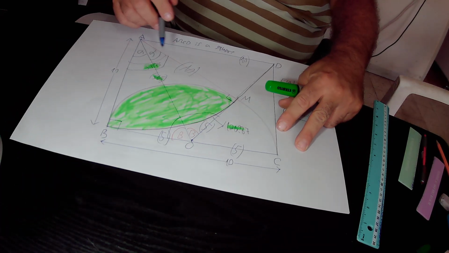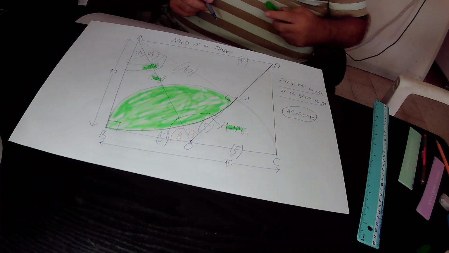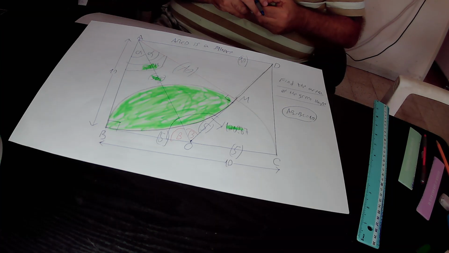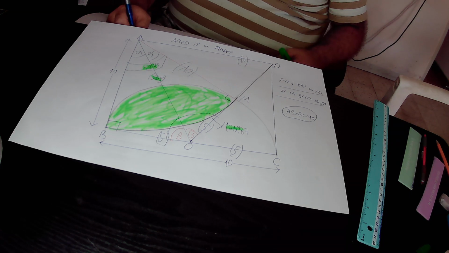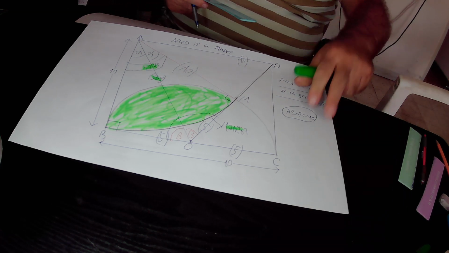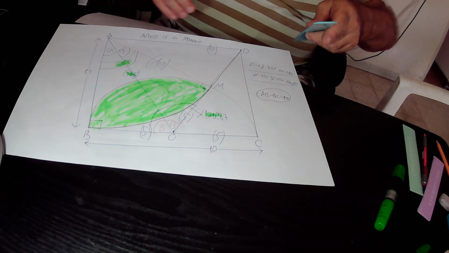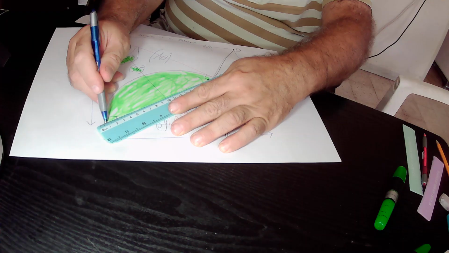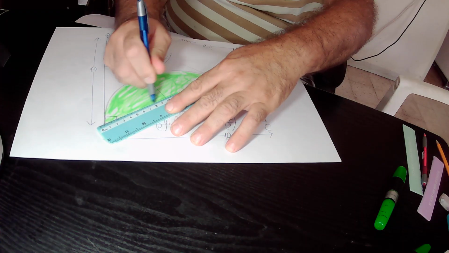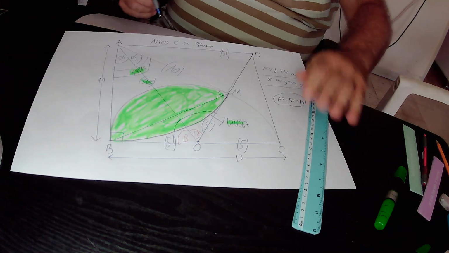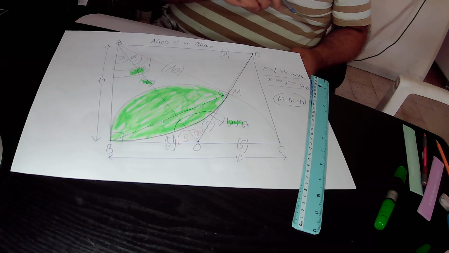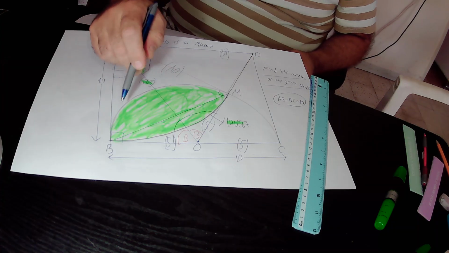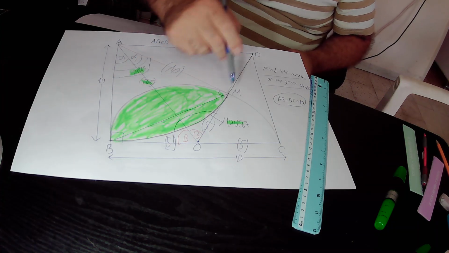Our task is to find the area of this green shape. In order to find it, we will join points M and B together by a straight line. By joining points M and B, we divided the green shape into two parts. This is the first part and this is the second part.